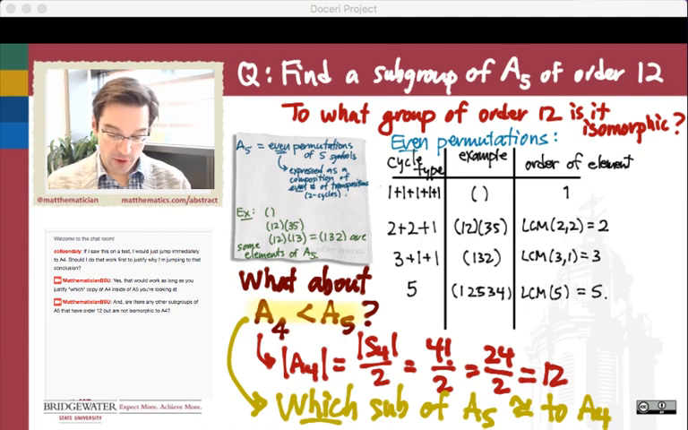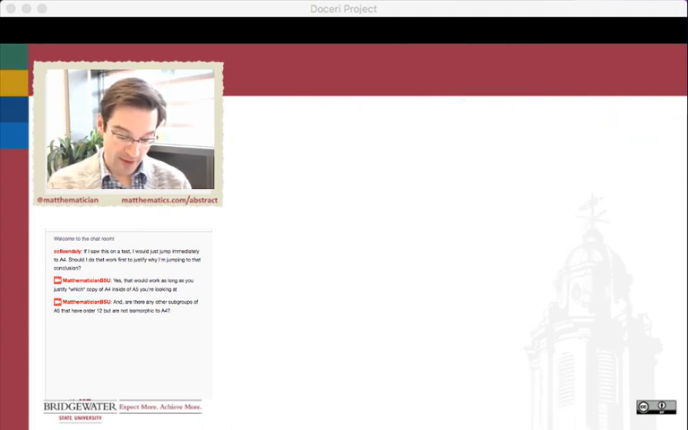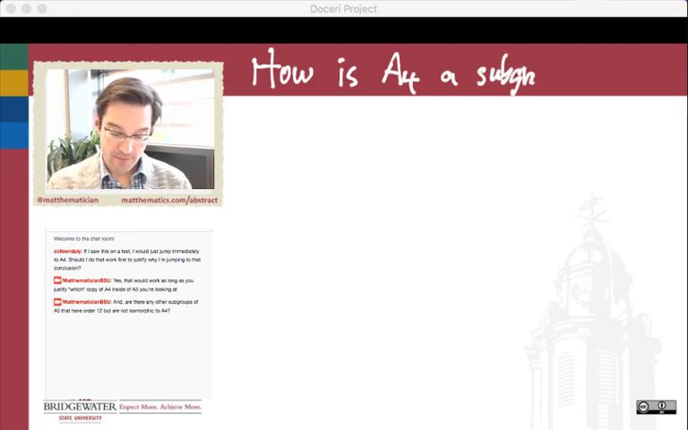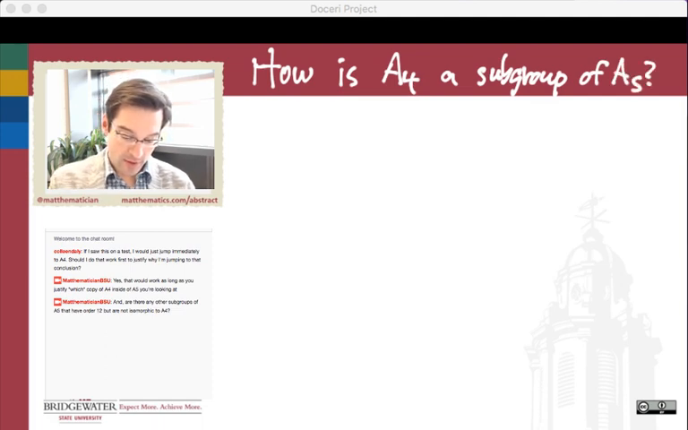So let's start with the A4 question first. Let me move on to a blank screen here, and let's think about the ways in which A4 is a subgroup of A5. To do this, on our previous slide we have a classification of all the cycle types of elements inside of A5, and there's a total of 60 of them. But A4, on the other hand, only has 12 elements, so I can list out all of those.